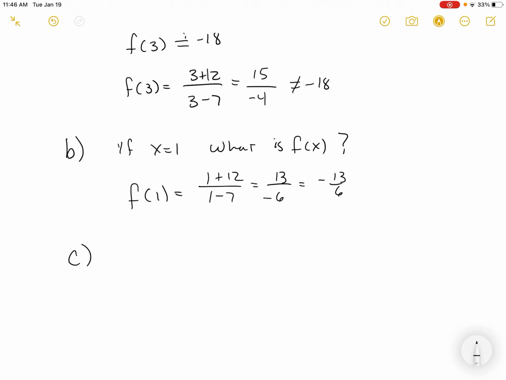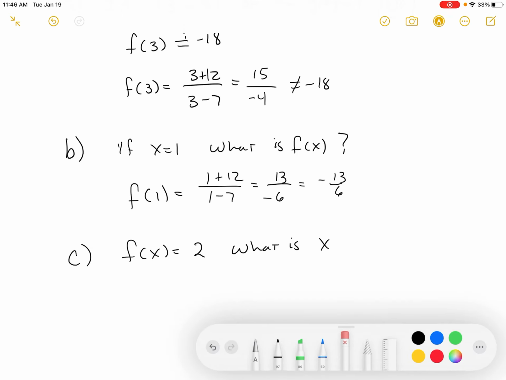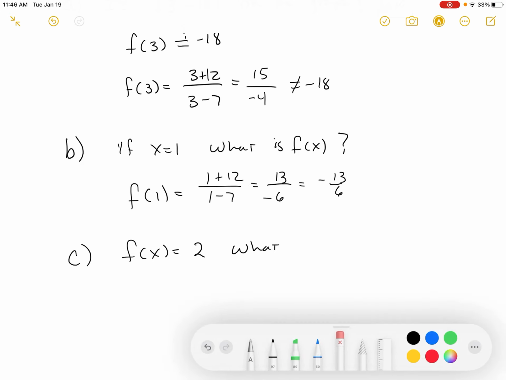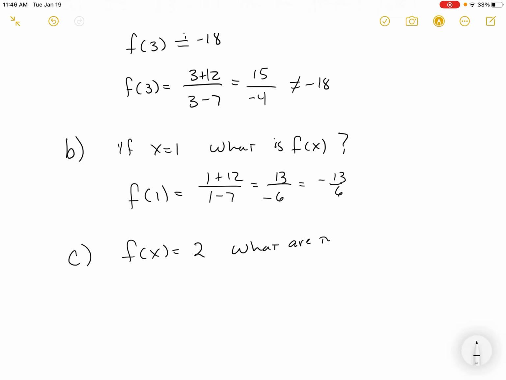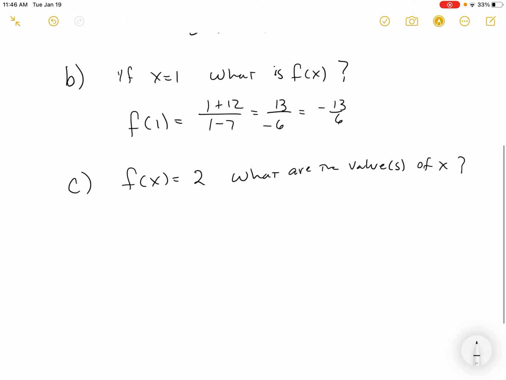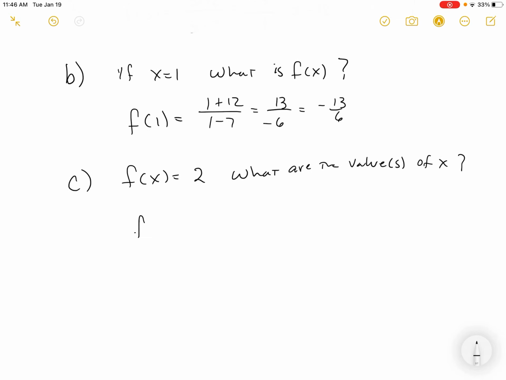C is more important. They're saying f of x is equal to 2. What is x? Now it's possible to have more than one x. So a nice way to put that is, what are the values of x? Okay, so how do we do that? Well, remember what f of x was. It was x plus 12 all over x minus 7. That's the one I got out of the homework when I looked at it.